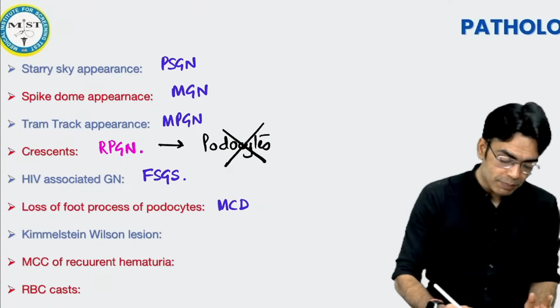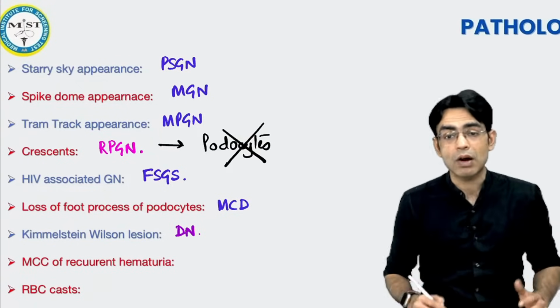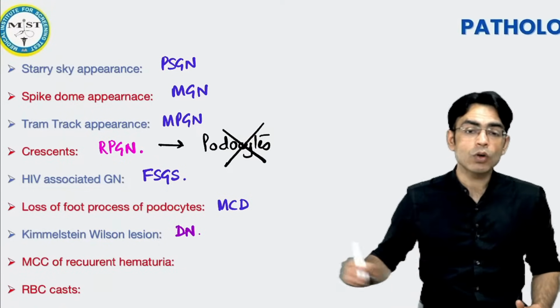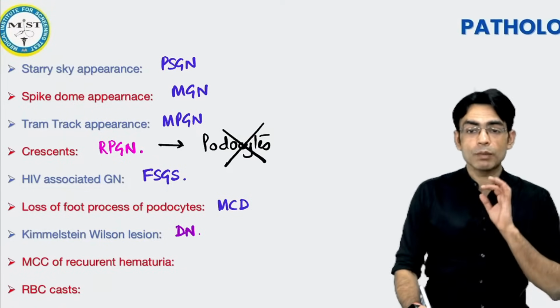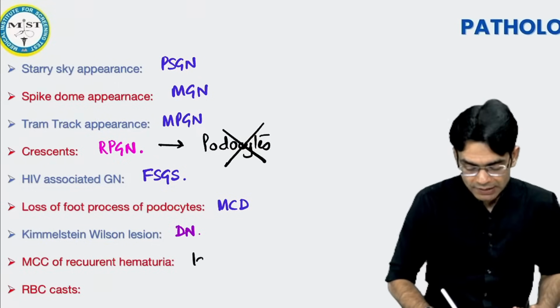Kimmelstiel-Wilson lesion, अभी अपन ने पढ़ा बेटा, this is seen with diabetic nephropathy. The other name is nodular glomerulosclerosis. Most common cause of recurrent hematuria: देखो बेटा इसमें ना, what you have to remember, overall if they are asking, the answer is IgA.